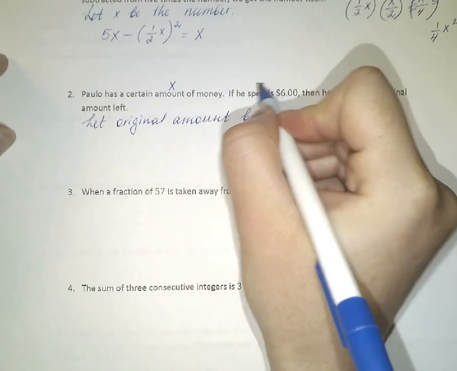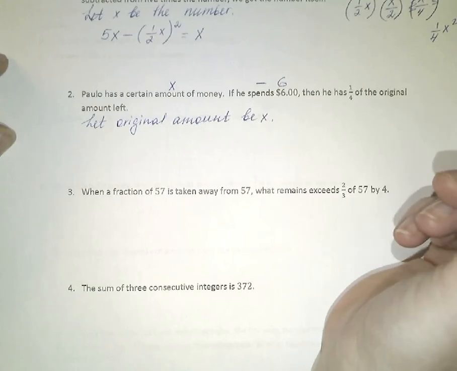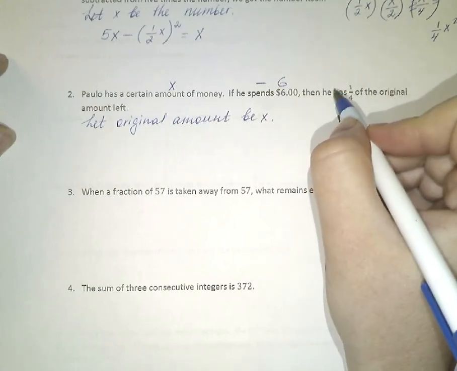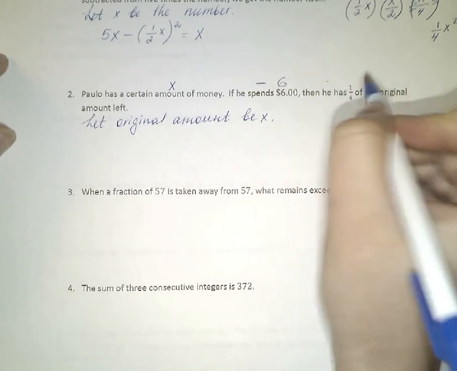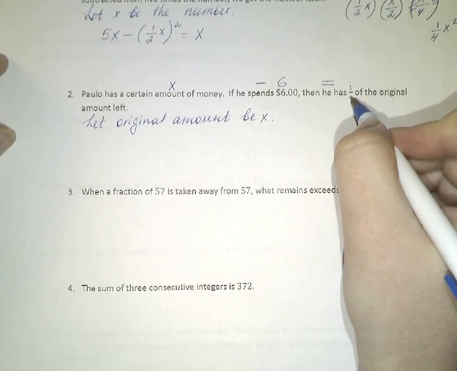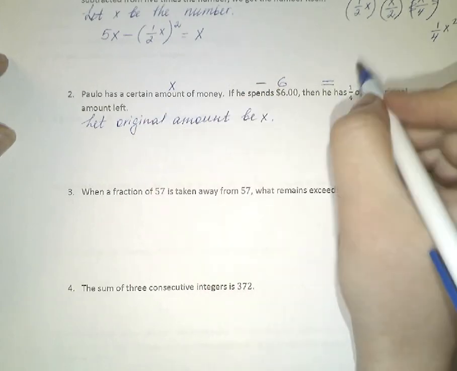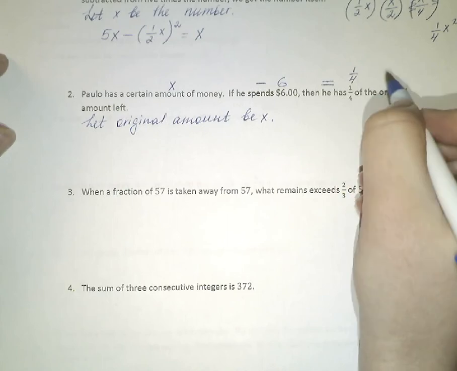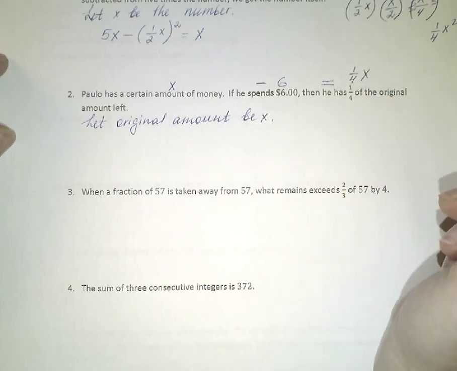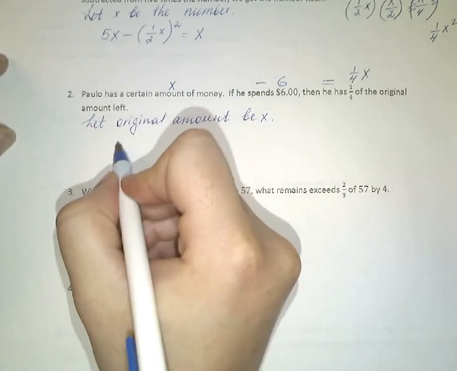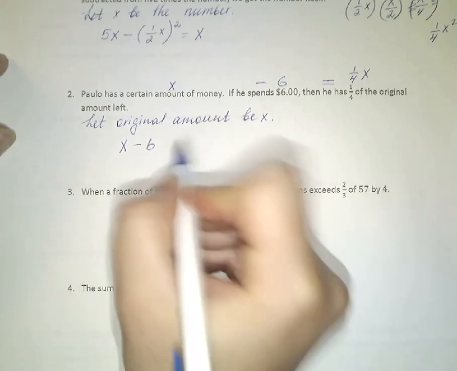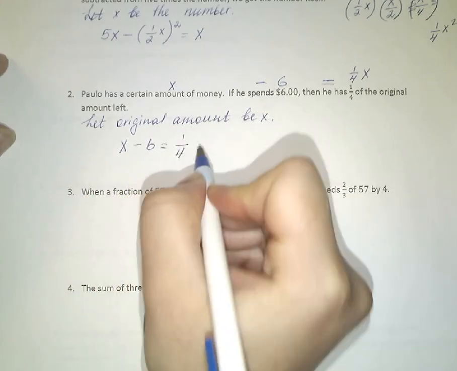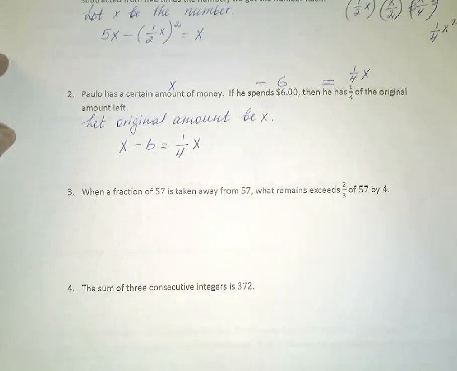So that will be subtract 6, right? And then after he subtracted 6, he has 1/4 of that amount. So it has to be 1/4 of that amount. So we just received the actual number sentence here, our equation. So he spent 6 of the original amount, and he gets 1/4 of the original amount. That's all.